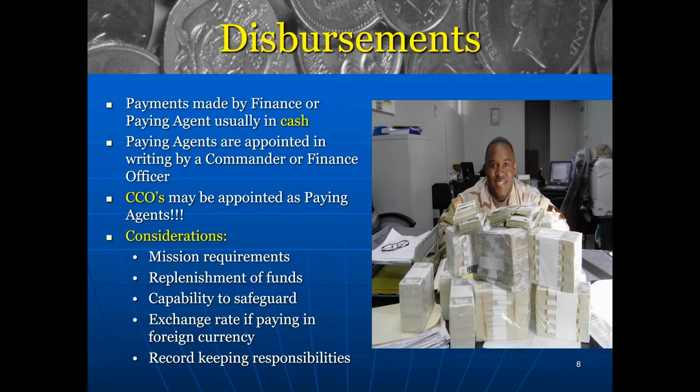Disbursements. A disbursement is a payment made by finance or a paying agent, usually in cash. Paying agents are appointed in writing by a commander or finance officer. CCOs may be appointed as paying agents. Things to consider are mission requirements, replenishment of funds, capability to safeguard, exchange rate if paying in foreign currency, and record-keeping responsibilities.